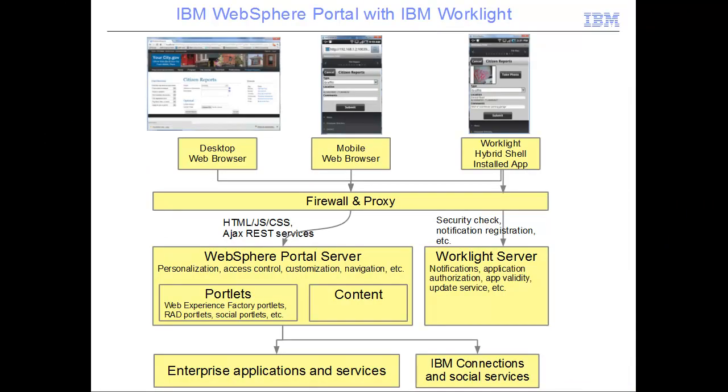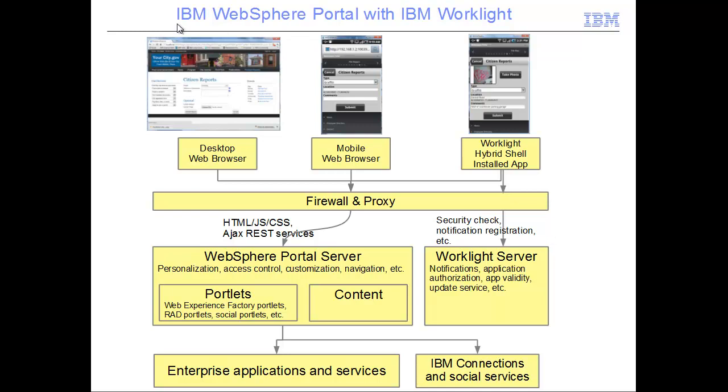This diagram shows IBM WebSphere Portal being used in the context of a Worklight hybrid application. On the top right, we have the Worklight application that's been installed onto my device, and it points to the portal server. And all the UI for the application is coming from the portal server. All the navigation, the different screens and forms and portlets. The hybrid application also points back to the Worklight server, and this is used for things like notifications and security.